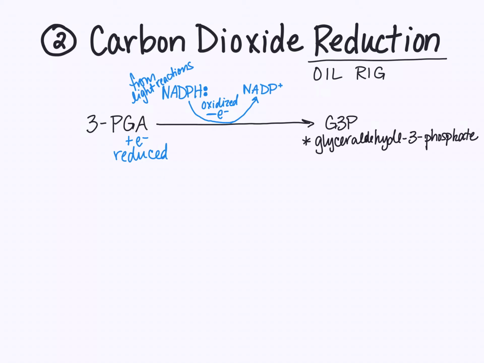reduced. Now this reaction also requires energy in order to occur, which leads us to our next question of where does that energy come from? Well, the energy comes from the ATP that was also made during the light reactions of photosynthesis. And so ATP is broken down into ADP and phosphate. And in doing so, the energy is transferred to these molecules in order to facilitate this reaction.